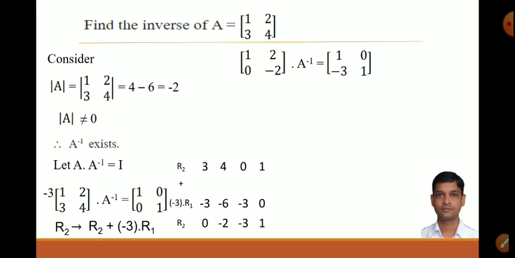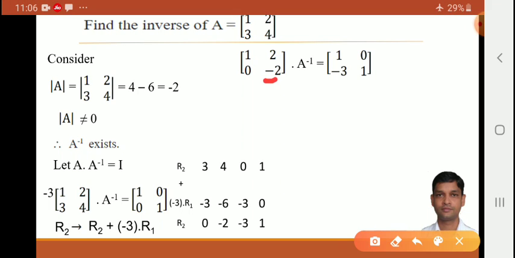Now see, here you have to adjust 1. But instead of that, first we will adjust 0 here, at the place of 2 we will adjust 0. So see what you can do to adjust 0 at the place of 2. Just add R1 to R2, because 2 plus -2 means 2 minus 2. It will get 0. So you will get 0 here.